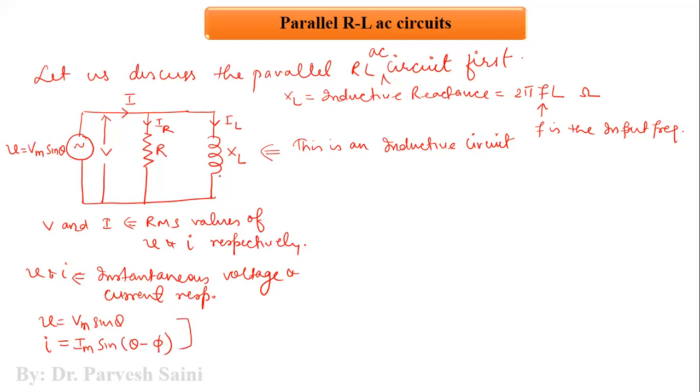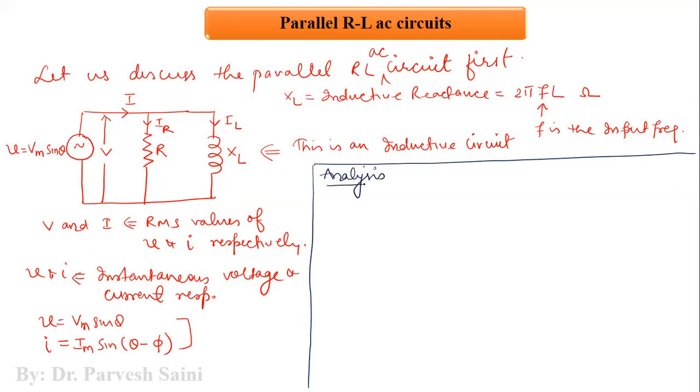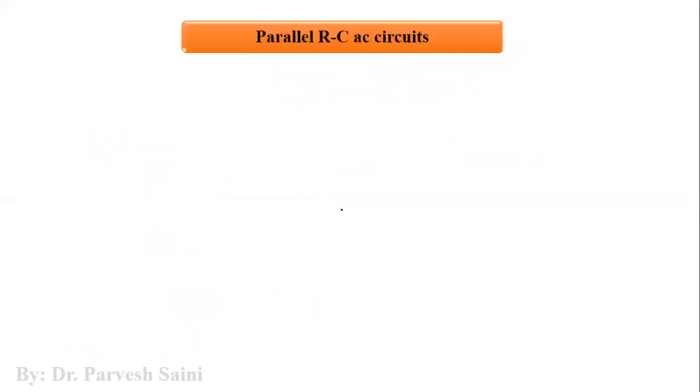Now, let us understand its analysis. So let us come to the analytical part here. So let us divide this screen. The first thing that you need to find out is the current. So current is equal to IR plus IL, because the voltage at this point is V and the voltage across this element is also V. Why? Because they are connected in parallel, right?